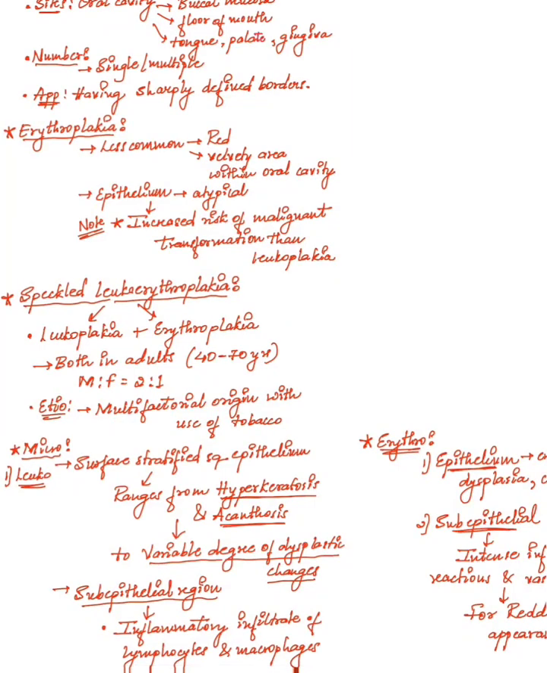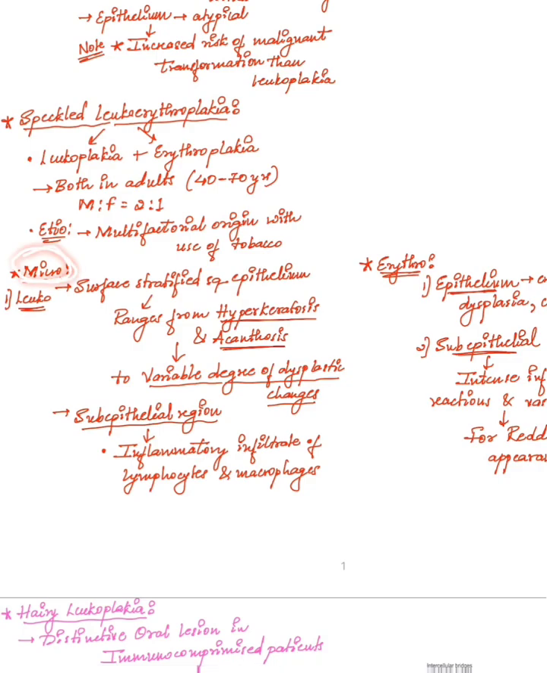The next one is leukoerythroplakia. It is a combination of both leukoplakia and erythroplakia. It is seen in adults between 40 to 70 years of age, and the ratio between male and female is 2:1. The etiology is of multifactorial origin with the use of tobacco.